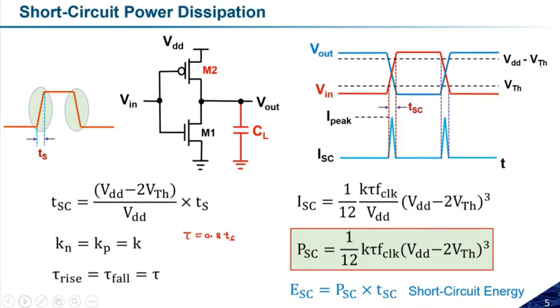One very important thing that we have to consider is the load capacitance. If you see the previous slide, we have the load capacitance, and the size of this load capacitance plays a major role, especially if I want to reduce the short circuit power dissipation. So let us try to see how the effect of CL can change the short circuit power dissipation.